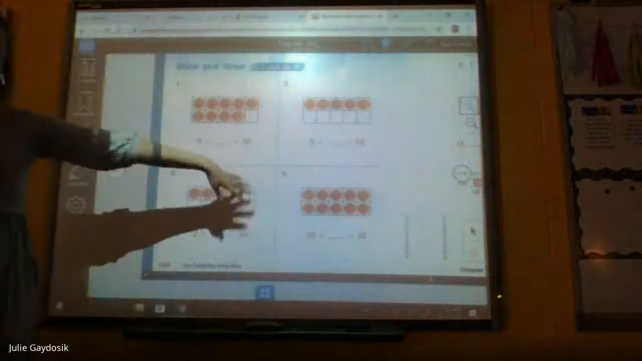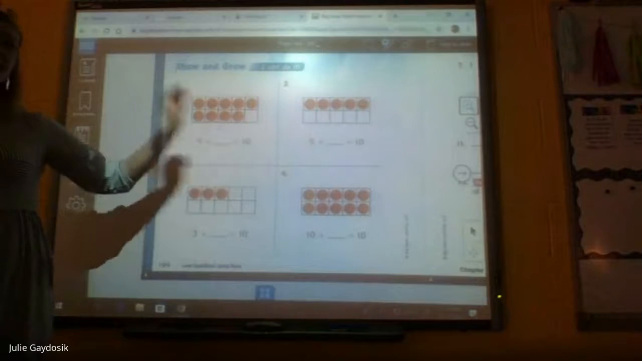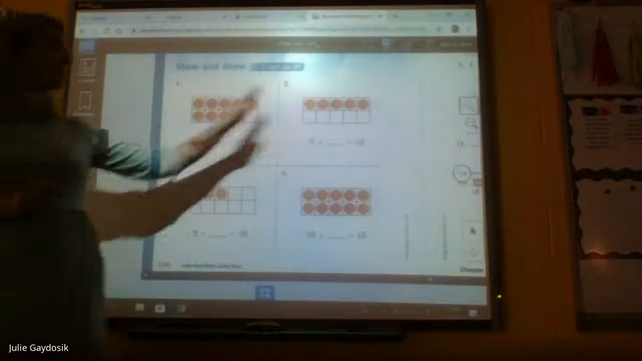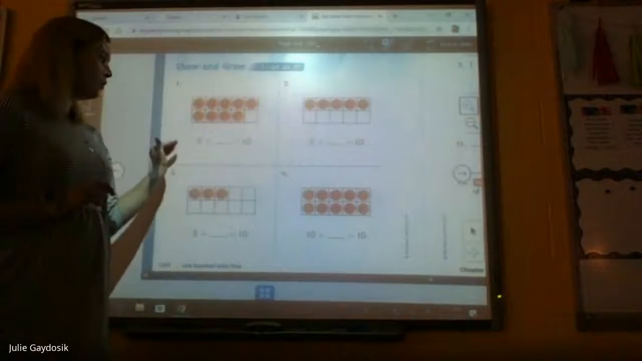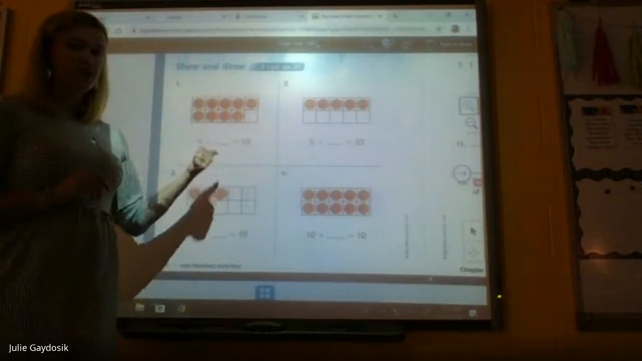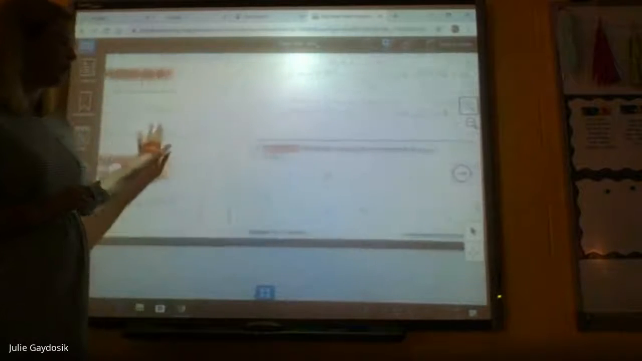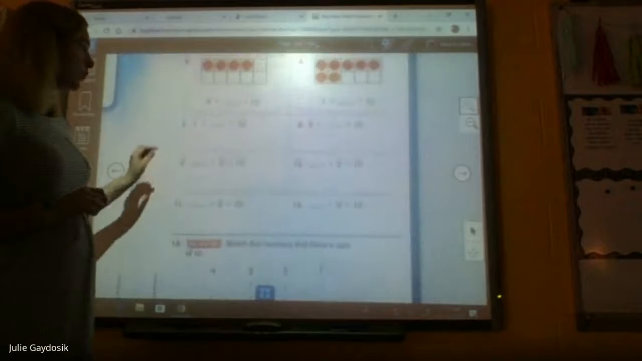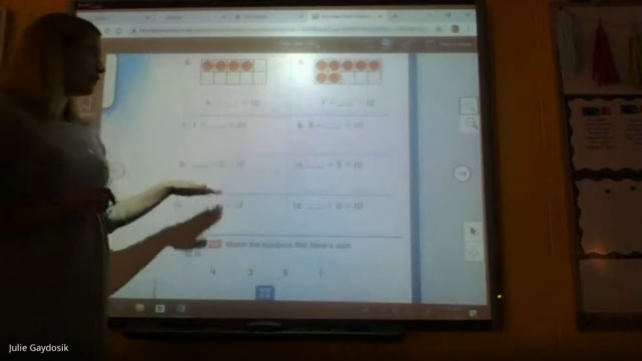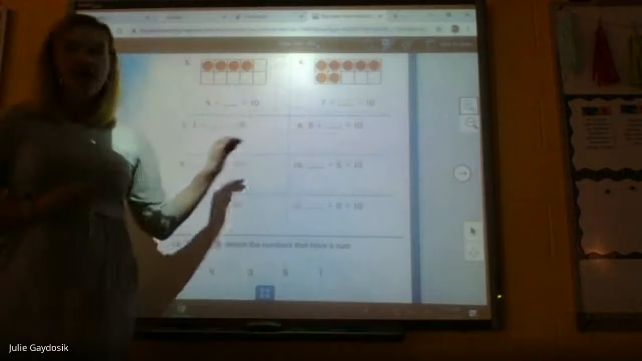This is basically what your Seesaw activity looks like. You'll have tens frames with counters in them, with equations, and you have to fill in the missing number for the equation. That's like the first 4. The second 4 will look like this, where you'll have an equation and there's nothing under it.